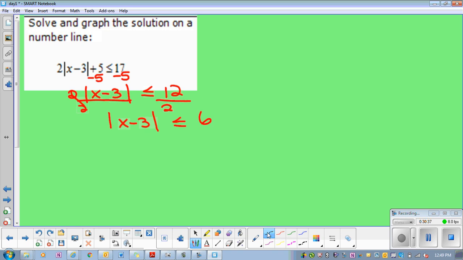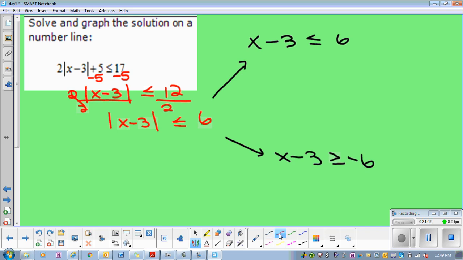Can I keep going? Yes. So, be careful here. When you split these up into 2, what does the first equation or inequality look like? Same thing. X minus 3 is less than or equal to 6. How about the second one? Greater than or equal to what? Negative 6. Good. Okay, so let's solve it.